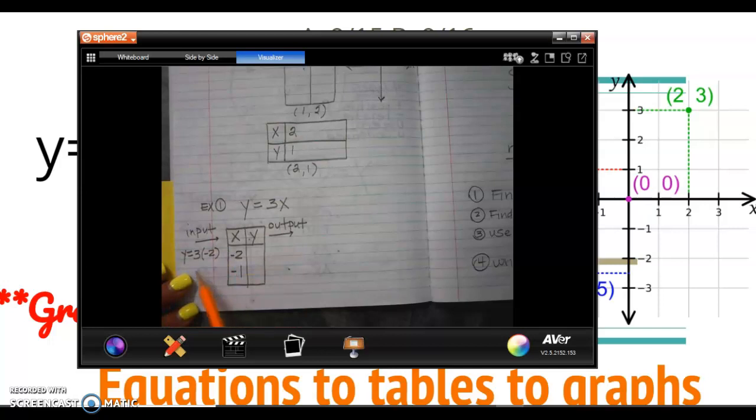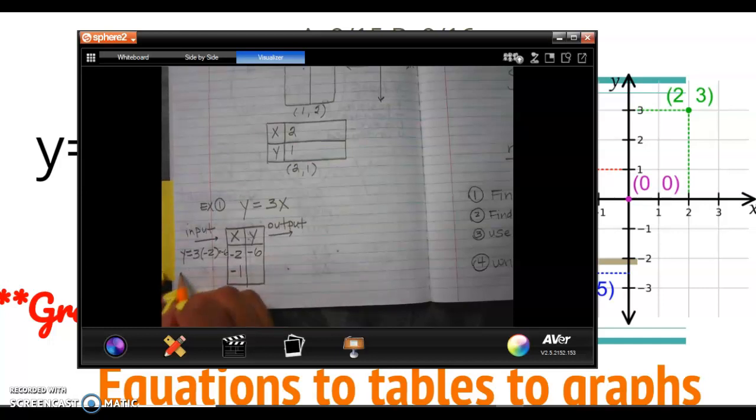If you notice, I drew parentheses because anytime we have a number next to a letter, the operation is multiplication. So when we plug that number in, we have to remember that our operation was multiplication. 3 times -2 is -6. Since that is your output, that becomes your new y value.